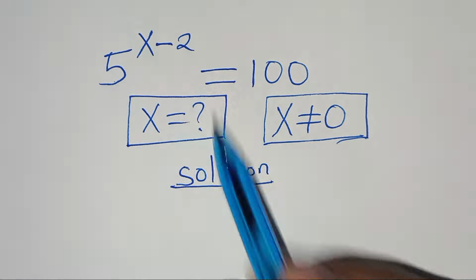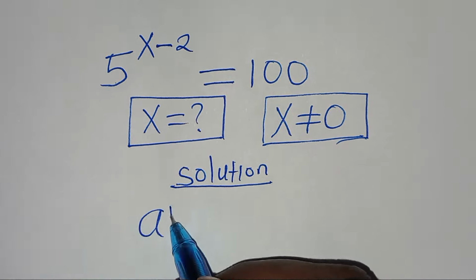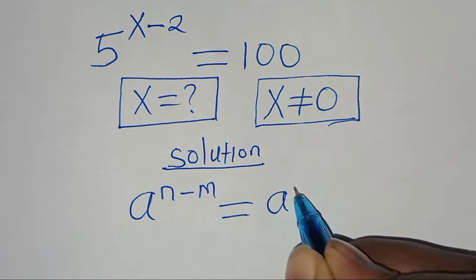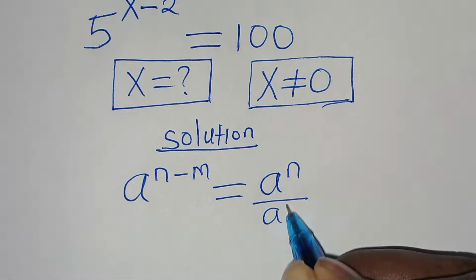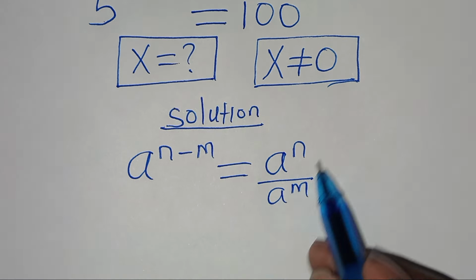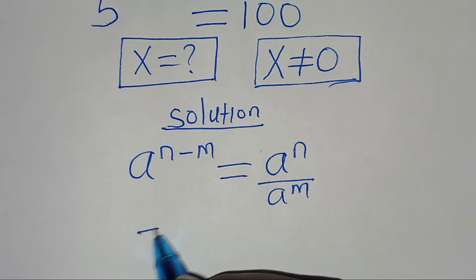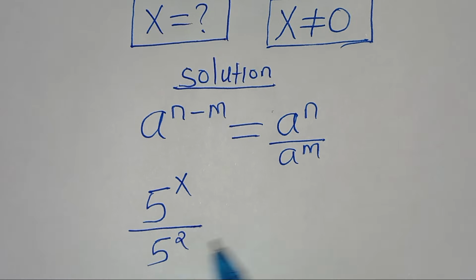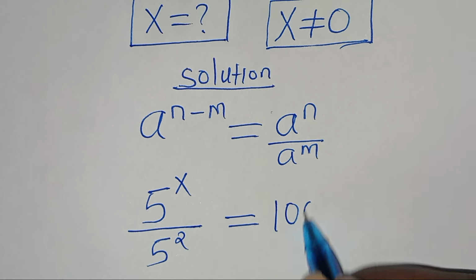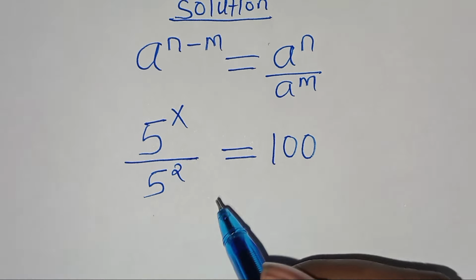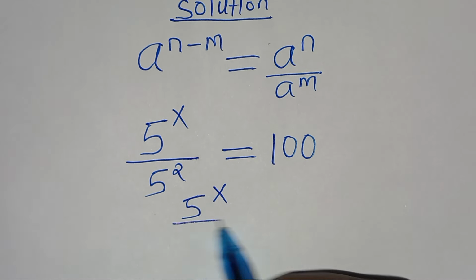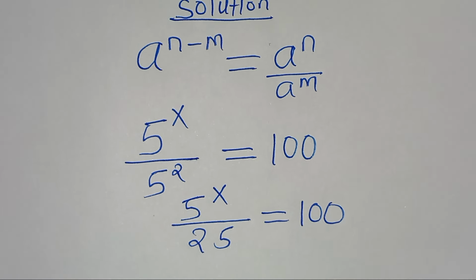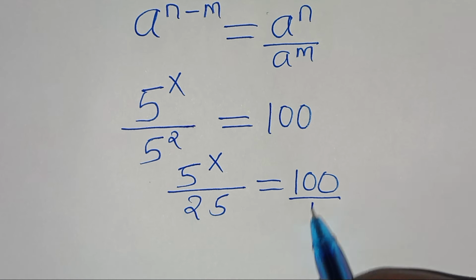You find that this exponential equation is in the form of a to the power of n minus m, and this can be expressed as a to the power of n divided by a to the power of m. Applying this exponent property, we have 5 to the power of x divided by 5 to the power of 2, which is equal to 100. So here we have 5 to the power of x divided by 5 squared, this is 25, and this is equal to 100. 100 is a whole number, so this is over 1.